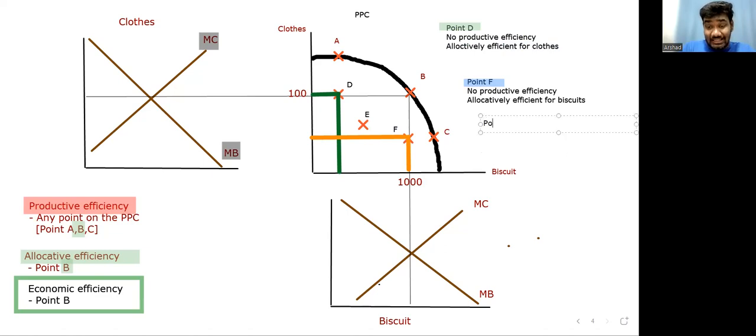Can you tell me about point E? What can you tell me about point E? Is it productively efficient? No productive efficiency. Come on, point E is inside the PPC, guys. So no productive efficiency, right? Is it allocatively efficient? No, right? So no allocative efficiency. So you can say there is neither productive nor allocative efficiency.